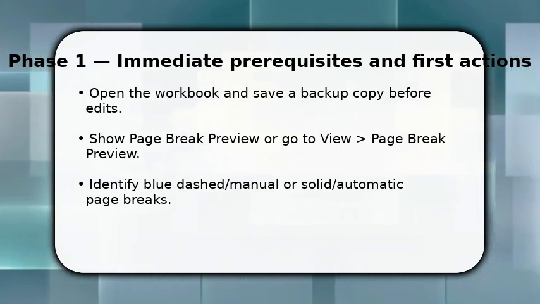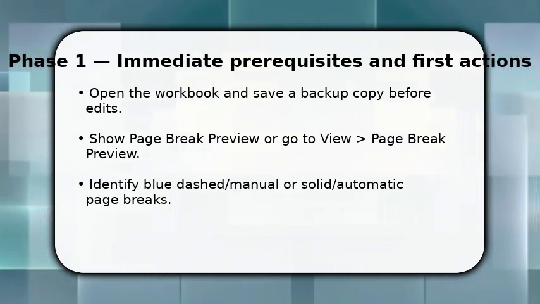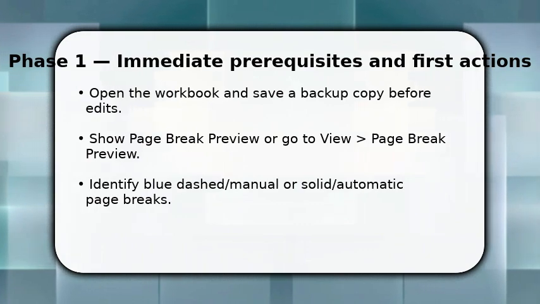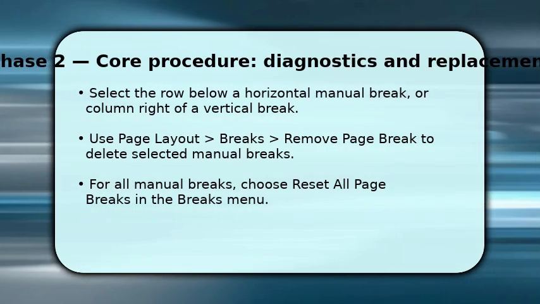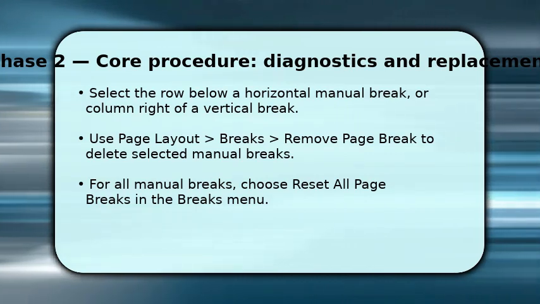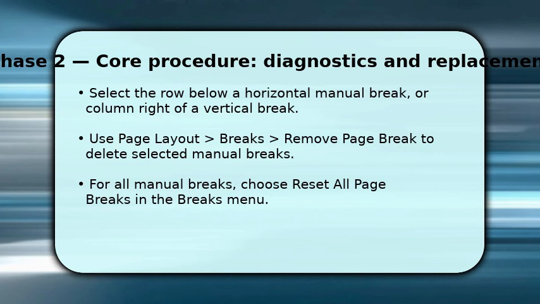Keep the ribbon visible for immediate access to the page layout tools. You now remove the break. Click the row beneath a horizontal break or the column to the right of a vertical break. Selection location matters. Then go to Page Layout, choose Breaks, and pick Remove Page Break. Excel clears that manual divider immediately.